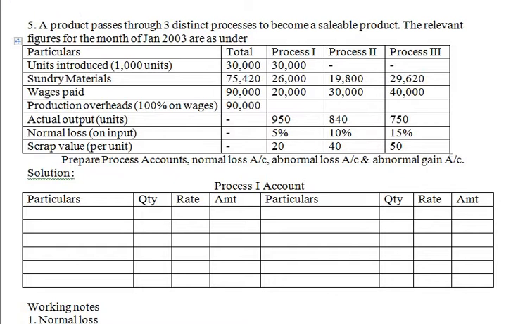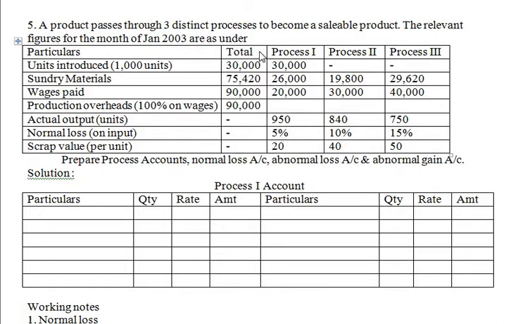In today's class we are going to solve one more problem on process costing. So here is the problem. A product passes through three distinct processes to become a saleable product. The relevant figures for the month of January 2003 are as under.